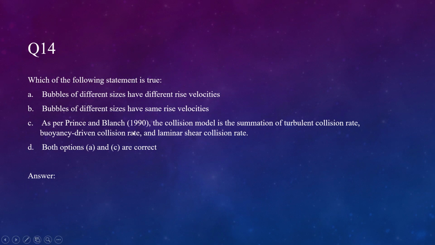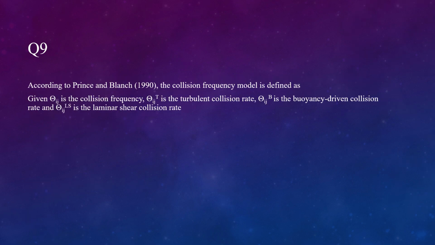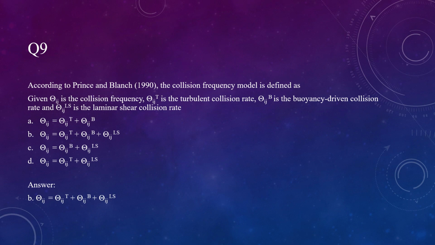Also, as per Prince and Blanch model 1919, the collision model is the summation of turbulent collision rate, buoyancy driven collision rate and laminar shear collision rate. This we have seen in the previous problem actually. In this we have seen that in the Prince and Blanch model the collision frequency is modeled as the sum of the turbulent collision rate, buoyancy driven collision rate and laminar shear collision rate. So the answer is the sum of the three.